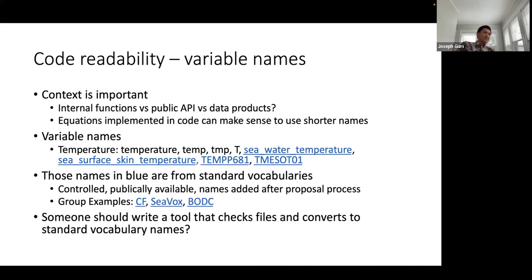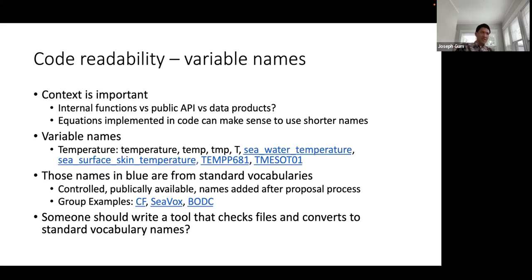Code readability. Oh, I covered this already. So we have context, which is important. We have internal functions versus, say, a public API or a data product. If it's something internal in, say, a small function, it's okay to just use X or Y or T or whatever. But when it starts getting exposed to more and more people, you want to add a little more rigor to what you're doing.